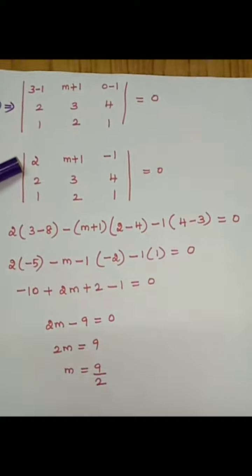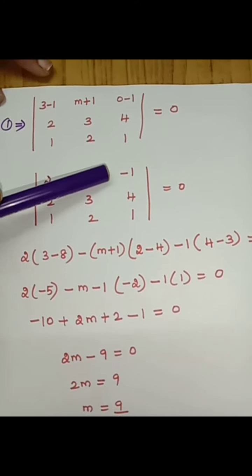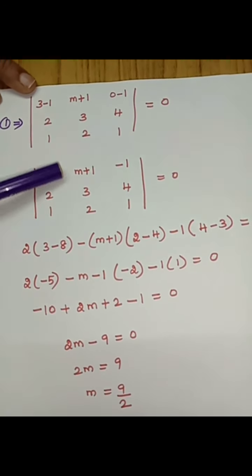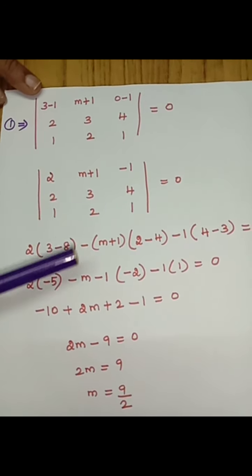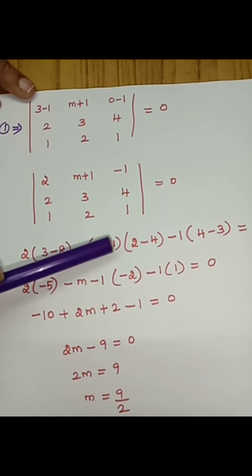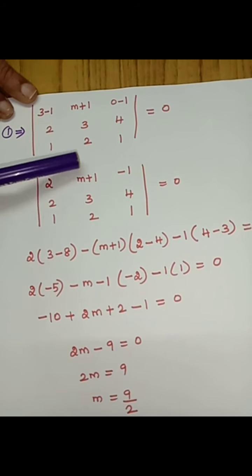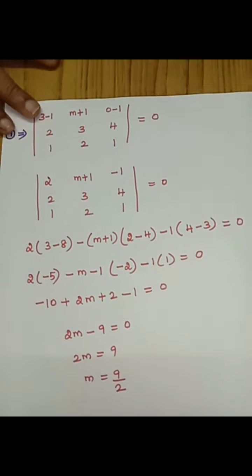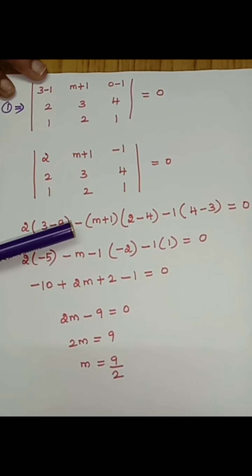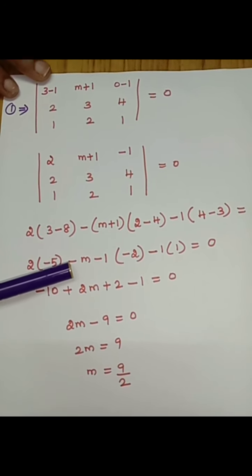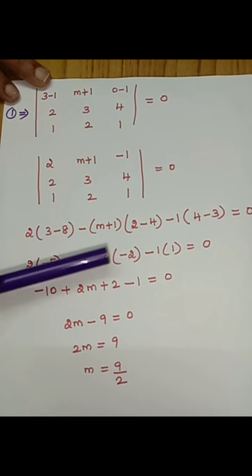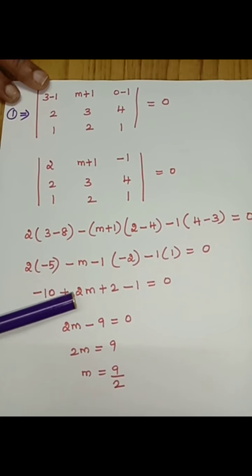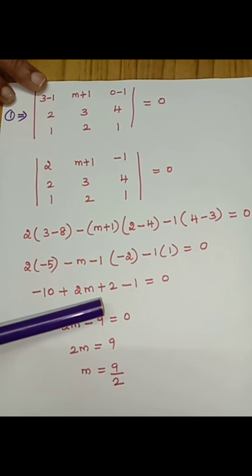So 3 minus 1 is 2, m plus 1, 0 minus 1 is minus 1. So you have to expand by R1. While you are expanding, you have to see the second term. You have to change the sign. So here I have written minus of (m plus 1). Delete the first row and the second column. So it is 2 minus 4. Okay, you have to expand by R1, so here you are having minus. The minus has to be applied to both the terms. So that's why I have written minus m minus 1. The 2 minus 4 answer is minus 2. So minus 2 into minus m is plus 2m and minus 2 into minus 1 is plus 2.